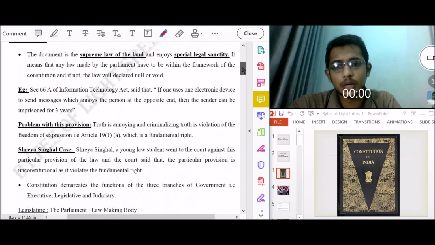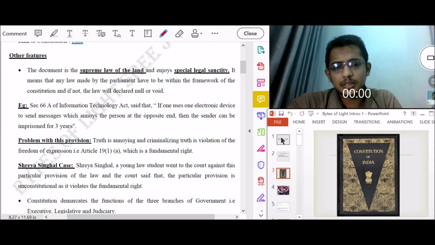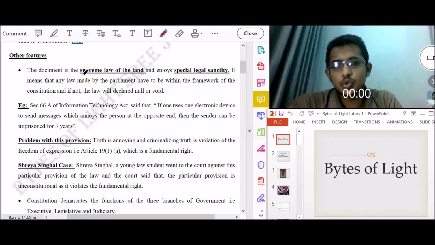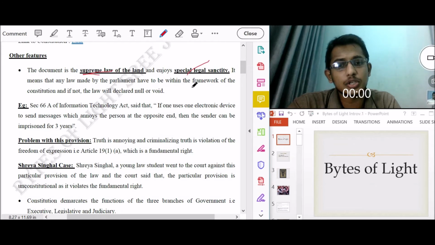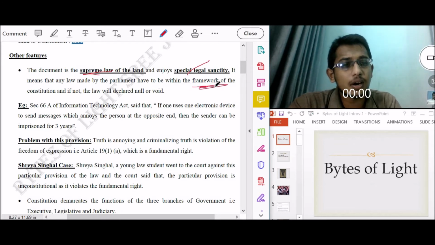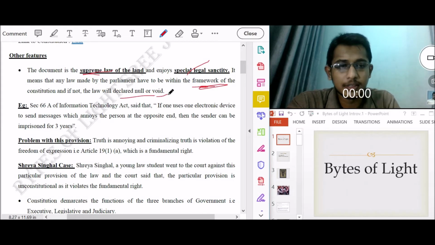So let's go to other features. This particular document is called the Supreme Law of Land, and it enjoys special legal sanctity. So what does that mean? Supreme Law of Land means that any law made by the parliament will only come under the constitution. That is, any law should come within the framework of the constitution, and if that doesn't happen, then that particular law shall be declared as null or void.